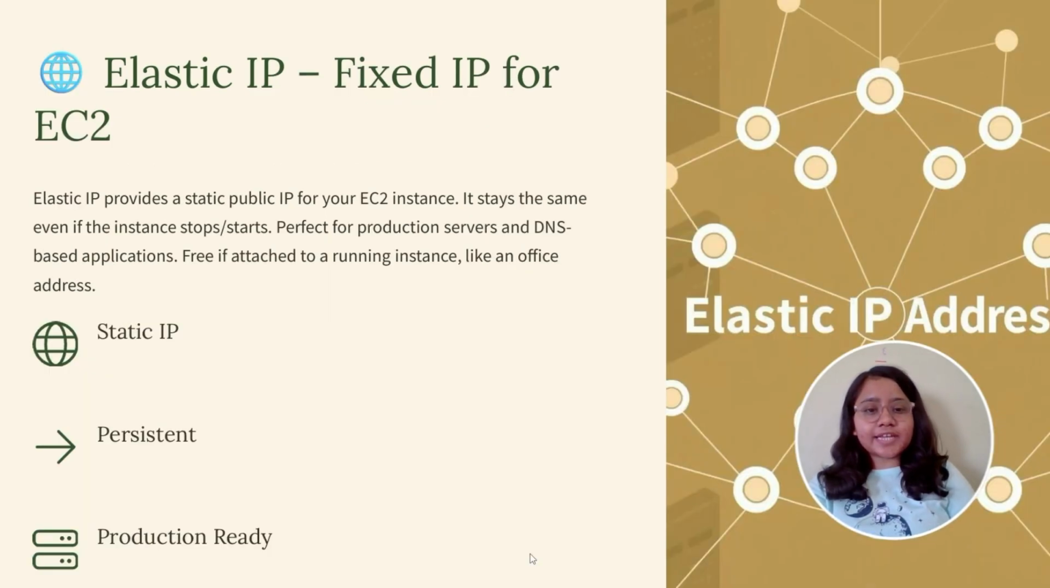Now let's talk about Elastic IP. Normally EC2 public IPs are dynamic. They can change when the instance stops and restarts. But sometimes you want a static IP, for example, when your server hosts a website or an API and DNS must point to a consistent address. That's where Elastic IP comes in. It's a static IPv4 address that you allocate from AWS and then associate with an instance.